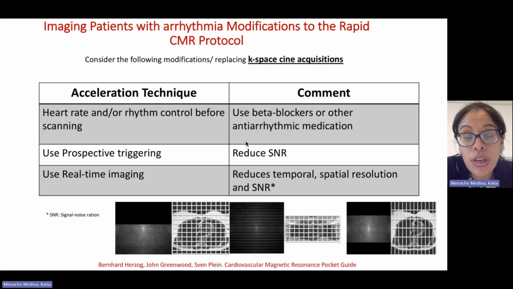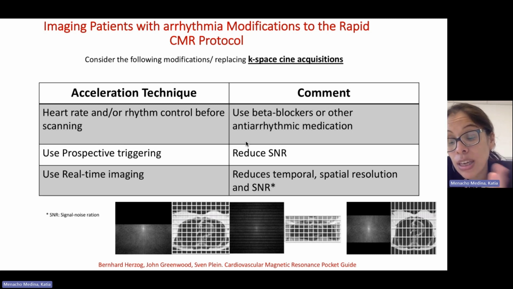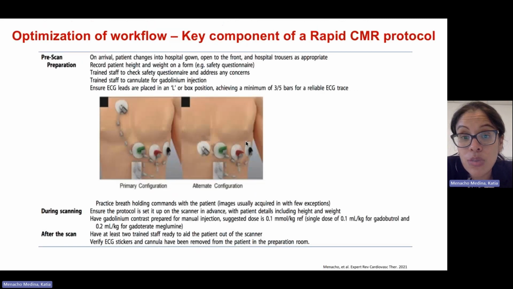And the same for patients with arrhythmia. If they are in fast atrial fibrillation, better to postpone the scan, give the patient correct medication, and bring them back. Using prospective gating as well, but we will have acquisition of less of the cardiac cycle, but at least we'll avoid the arrhythmia beating, or using real-time as a last resort as well.